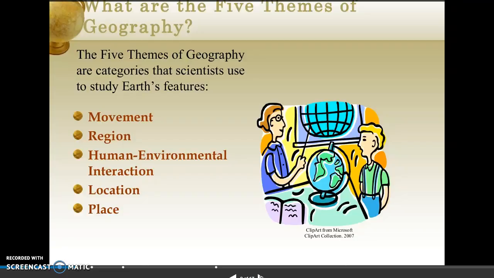The 5 themes of geography are categories that scientists use to study the Earth's features: movement, region, human-environmental interaction, location, and place.